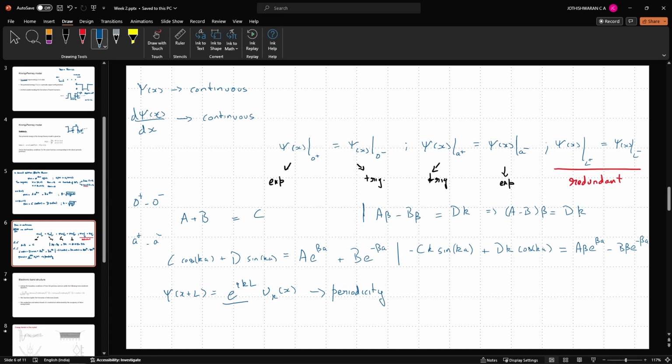Now those K values will be equivalent to these things here, where when I move this function from x to x plus L, I will get a phase factor of e to the power ikL. So the periodicity condition will also be applied on top of this. So effectively what we will have is a system of more than 4 equations to determine the solution. So this system is kind of over specified.